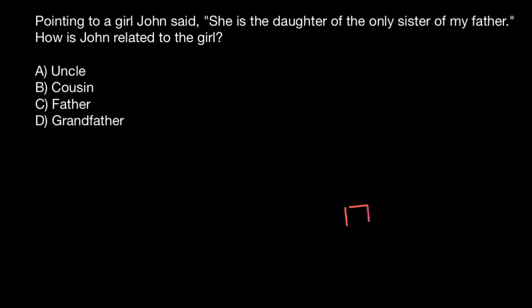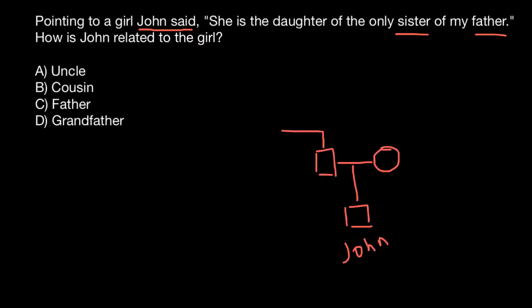So here's John. John has a father and a mother. So here's a father, here's a mother. And according to our problem, we see the sister of my father, and this is John saying. So the father of John has a sister.